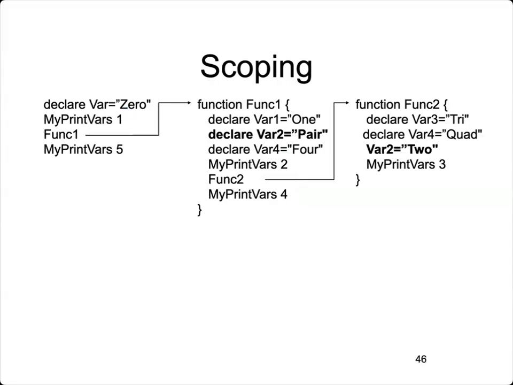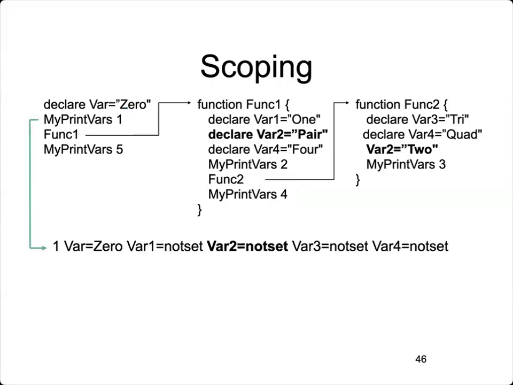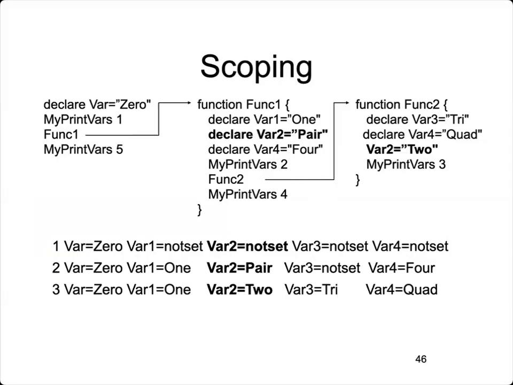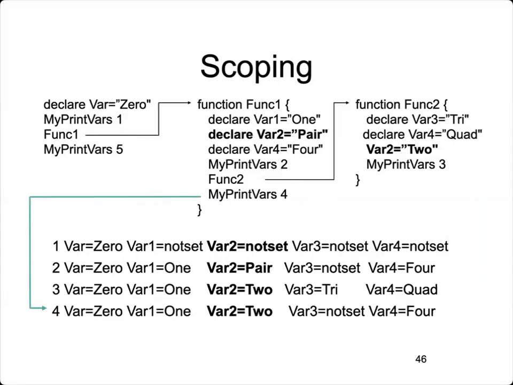Now let's show that output. On the first iteration, variable 2 here is set to not set. I'm highlighting 2, you can look at the other ones in the slide, because it's the most instructive. Now at this point, it's pair. And then when it comes back into function 2, it's 2. And then when it comes back into function 1, it's 2 again. It's still set at 2.